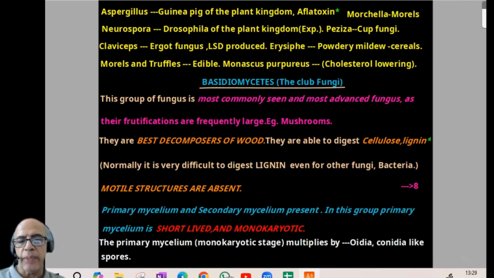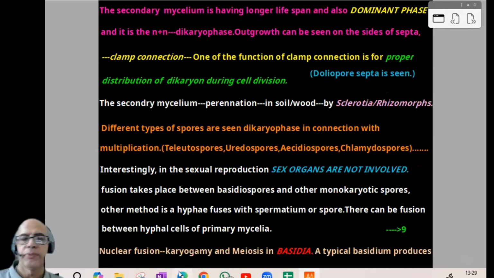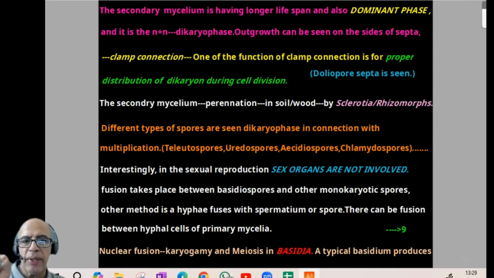So primary mycelium and secondary mycelium are present in this group. Primary mycelium is short-lived, opposite to the previous group, and it is monokaryotic. The primary mycelium monokaryotic stage multiplies by oidia, conidia-like spores. While secondary mycelium has a longer lifespan and is also the dominant phase, and it is the N plus N dikaryote phase. Outgrowth can be seen on the sides of the septa, and that is through a structure called the clamp connection. One function of the clamp connection is proper distribution of dikaryon during cell division. Just compare with the crozier in Ascomycete. And in Basidiomycete, we can find dolipore septa, a barrel-shaped septa.